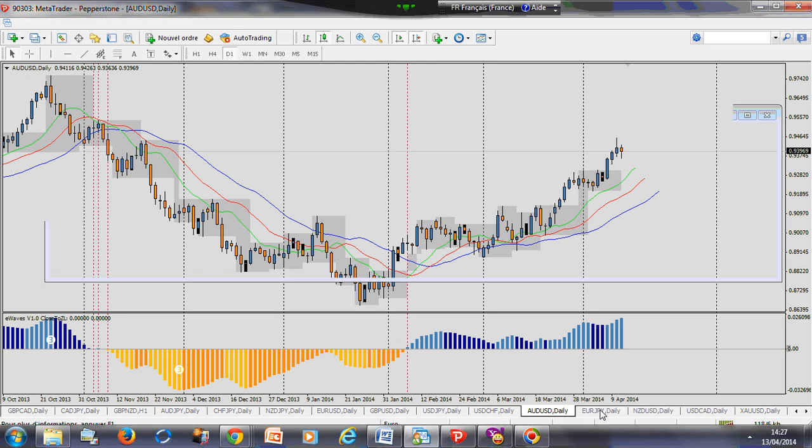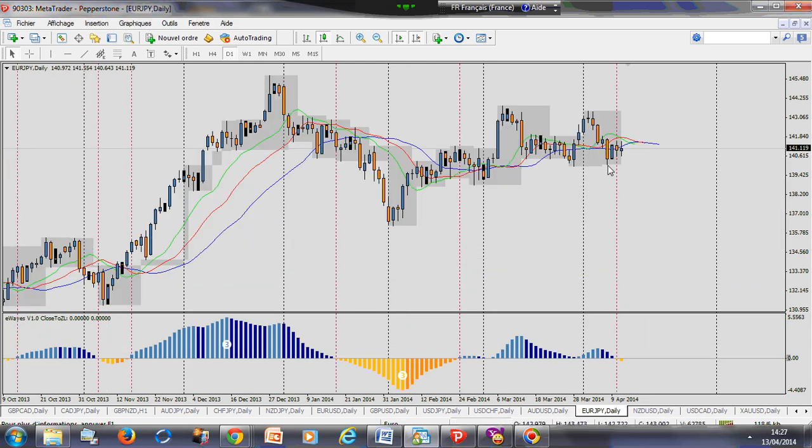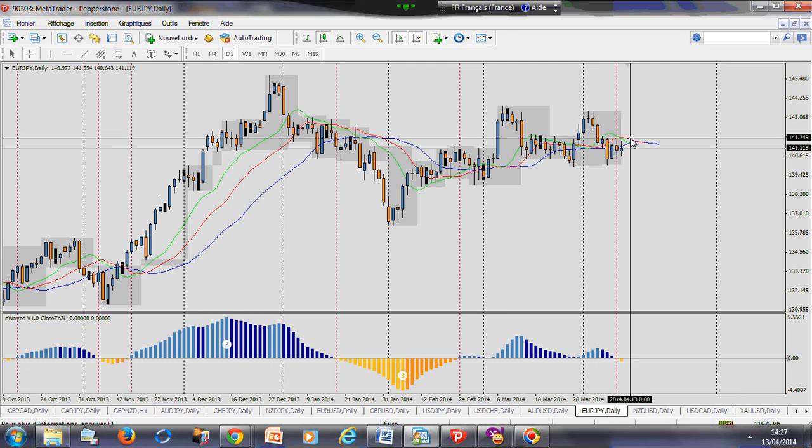We move to euro yen, and now we have a sleeping alligator, which we like. Cross of zero line. We need to see a smaller box. Maybe in a couple of days we'll have another upper level, and if we have any signals, long or short, it will be very interesting for us.